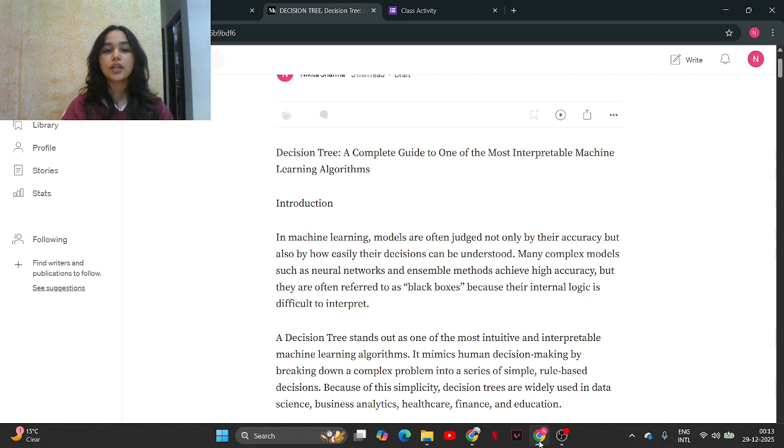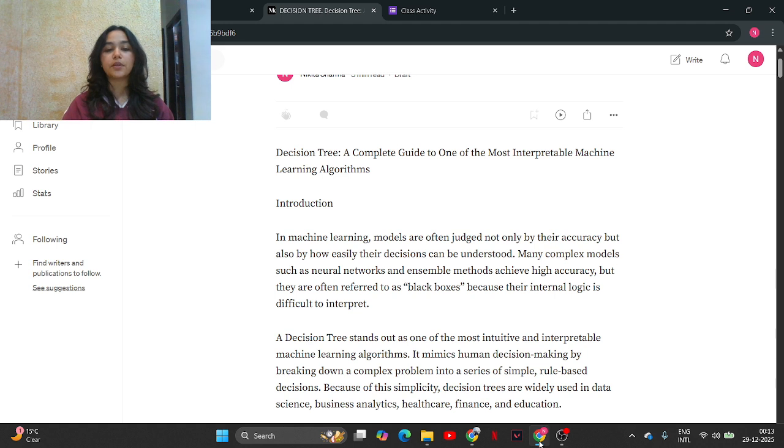Number 1, Gini impurity. Gini impurity measures how often a randomly chosen data point would be misclassified. A Gini value equal to 0 means perfect purity; lower Gini is better. This metric is used by the CART algorithm, which is very popular in practice.